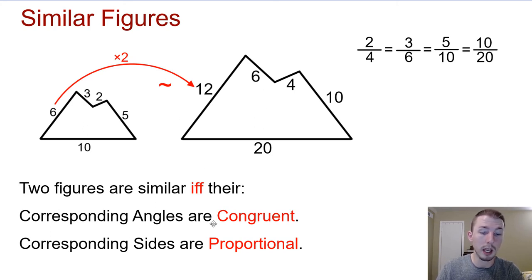So all the corresponding angles, wait, no, we just said the corresponding sides are proportional, but we do have to check to make sure the corresponding angles are congruent, especially when we're not dealing with triangles. So for instance, this 6 and this 4 actually could be out there: 4, 4, 6, and 6.